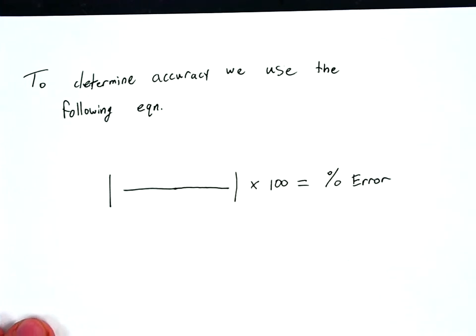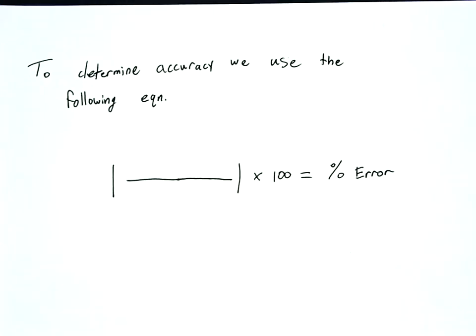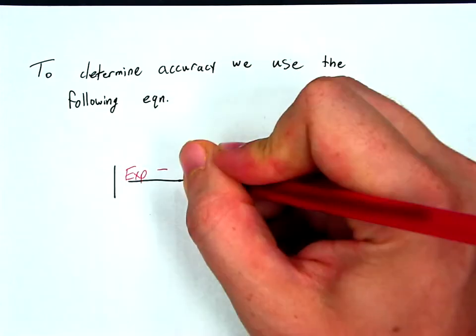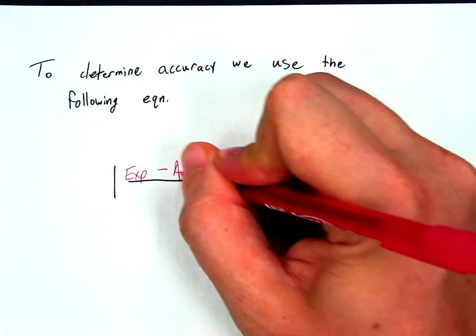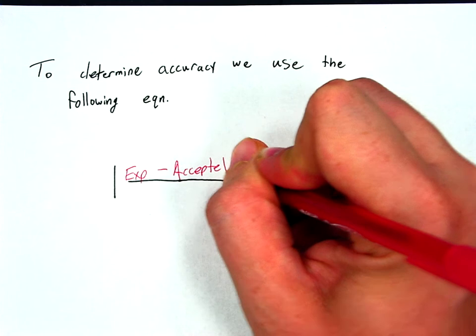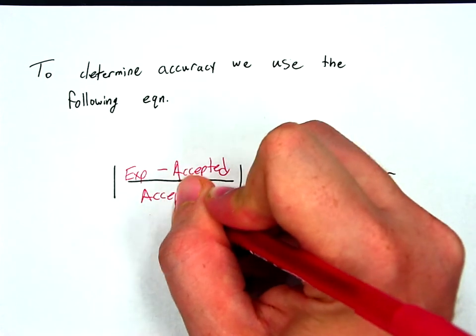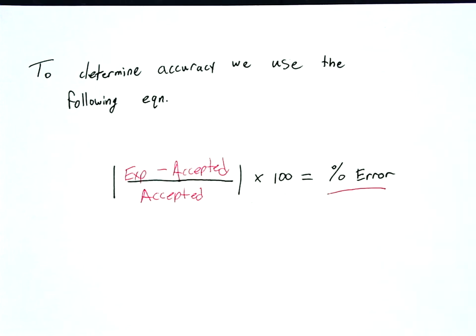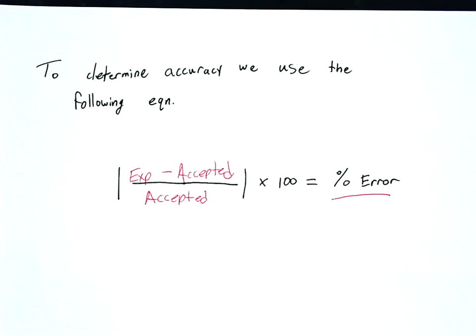When trying to determine accuracy, we have an equation. We're going to follow the equation here. We're going to take our experimental data, subtract our accepted data, and divide by our accepted data. We're going to multiply that by 100 to get percent error.